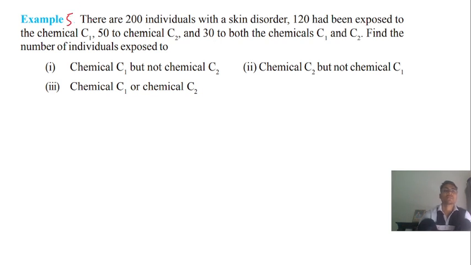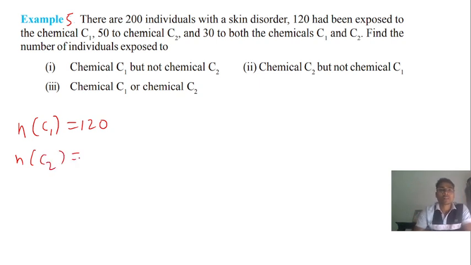Coming to example number 5. In this example there are 200 individuals with a skin disorder. 120 were exposed to chemical 1. The number of individuals with a skin disorder due to exposure to chemical 2 is 50, and 30 were exposed to both chemical 1 and chemical 2.